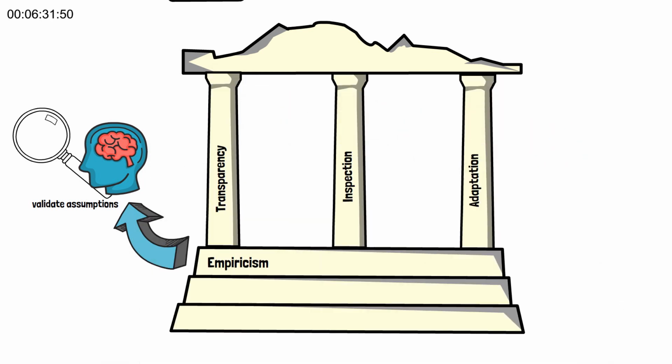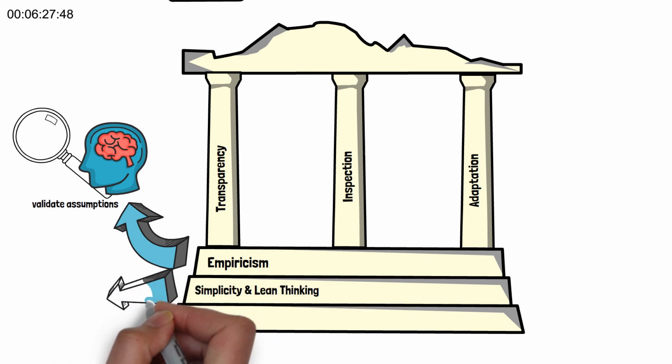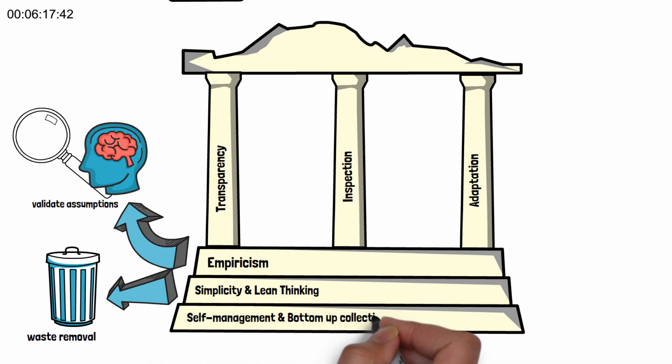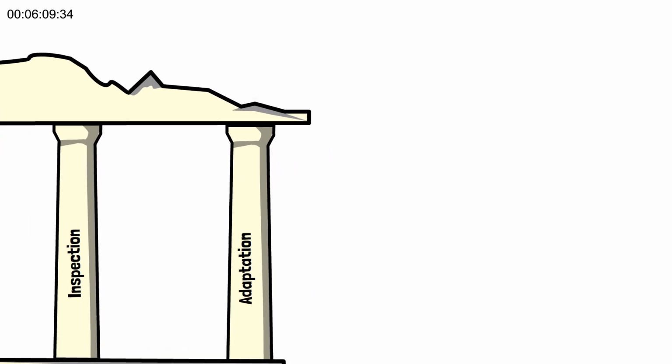Secondly, Scrum is built upon simplicity and lean thinking, where anything in the whole value stream that does not add value to the customers is considered waste and should be removed, as it only adds overhead and complexity. Thirdly, Scrum is built upon self-management and bottom-up collective intelligence, where people are viewed as smart and reliable individuals and empowered to make decisions on who does what, when, and how.